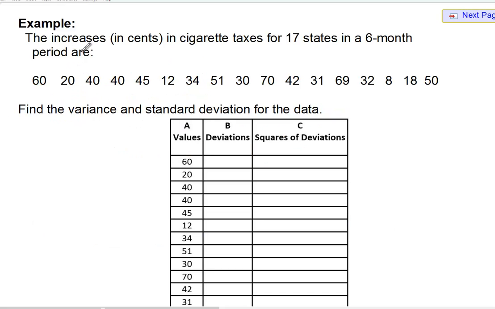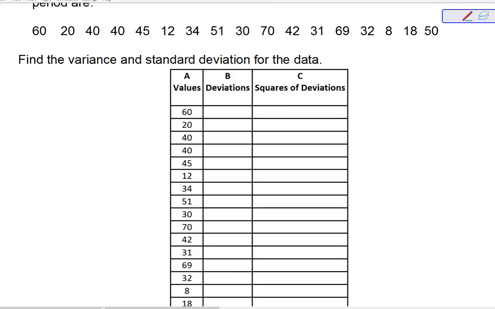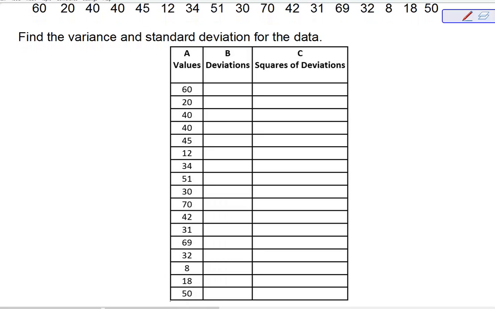Let's look at an example. The increases in cents in cigarette taxes for 17 states in a 6-month period are as follows. Now we know this is a sample because it only gives us 17 states. We know that there's 50 states. We want to find the variance and the standard deviation for the data. So I've already drawn the table for us here that gives us this information, our column A, B, and C.